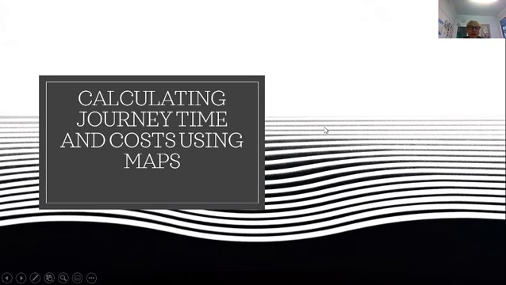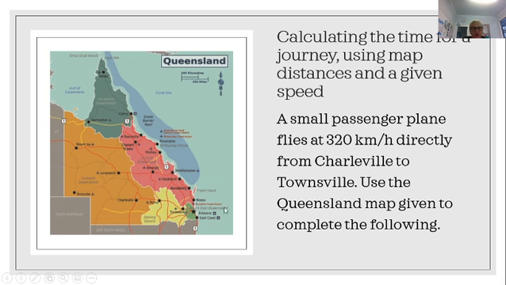Okay, so we're looking at calculating the journey and the costs using maps. And I'll print these maps for you because you need to actually measure them. So have a look at the map of Queensland, calculating the time for a journey using the map distances and a given speed. So the scenario says a small passenger plane flies at 320 kilometers an hour directly from Charleville to Townsville. Use the map to complete the following.